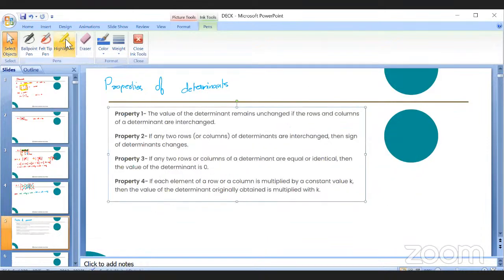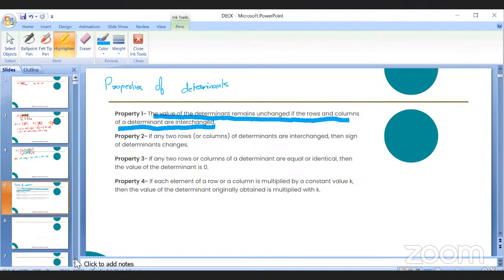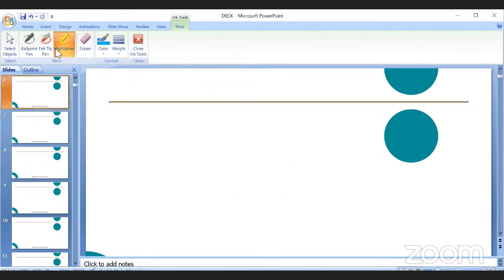The first one: the value of the determinant remains unchanged if the rows and columns of the determinant are interchanged. What do you mean by this? I'll show one example. Suppose I'm giving you a determinant of A: A, B, C, D, E, F, G, H, I.